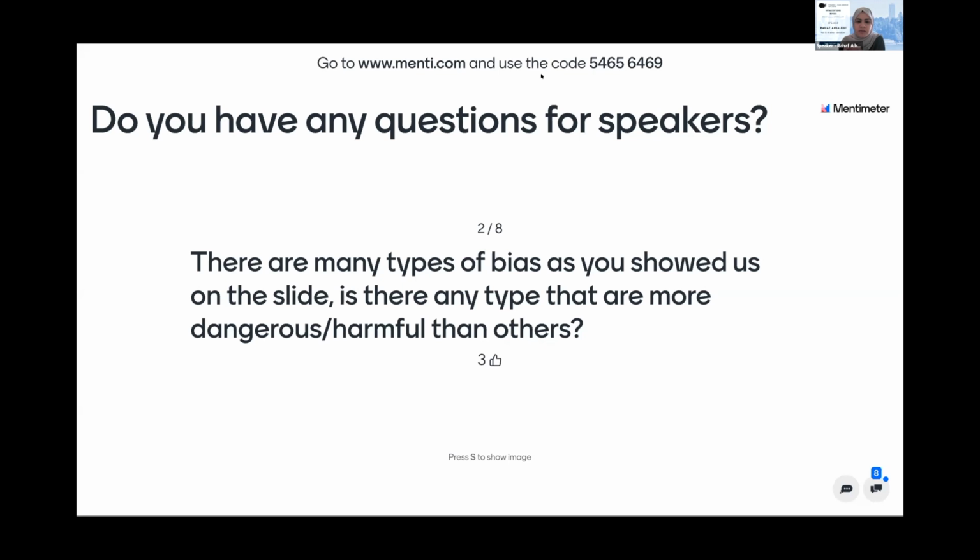So there are so many types of bias. Of course, the biggest harm is when it's related to basic human needs and human rights. So if you see any of the bias types that you have identified touching that, then that is the most harmful one that you need to prioritize.